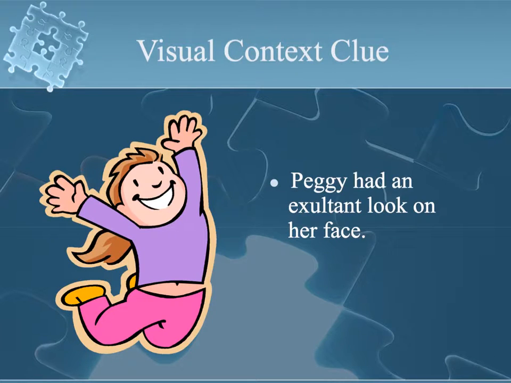Peggy had an exultant look on her face. What do you think exultant means? Okay, so exultant. She's obviously just thrilled. She's ecstatic. Any of those things. Anything that's a synonym for happy would be a great guess for the meaning of exultant.